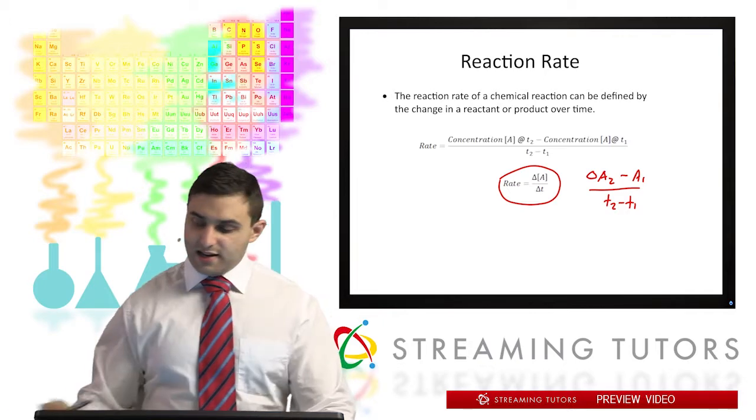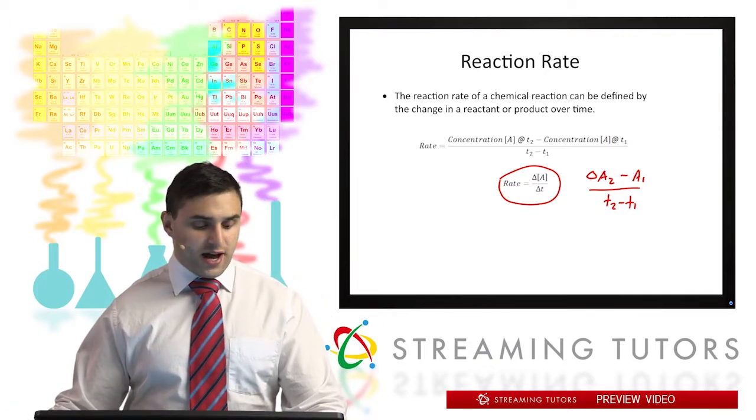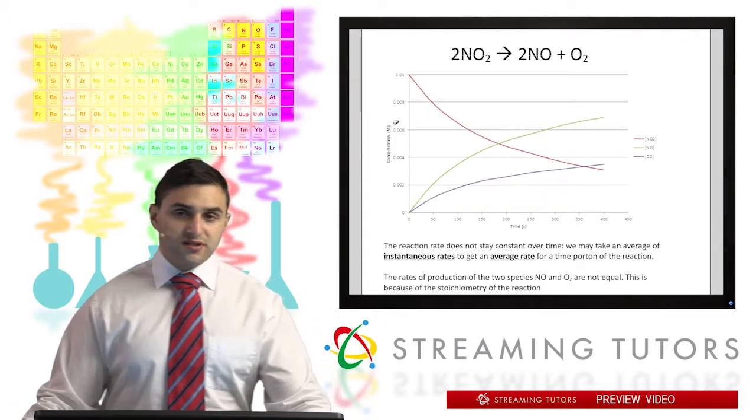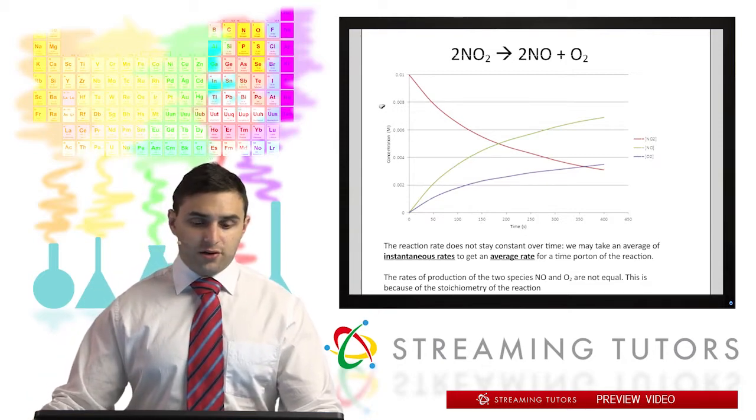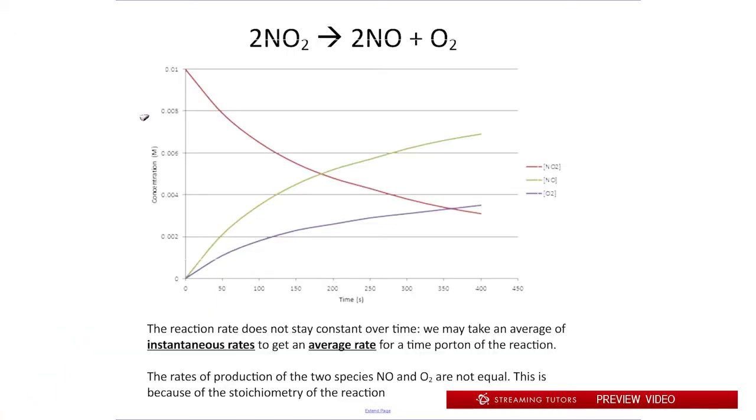Let's look at a graphical representation of a reaction in progress. So let's say we have the decomposition of NO2. It forms 2NO and O2. So we can clearly see here that this line going down must be the NO2 because it's a reactant, so that means its concentration is decreasing. And then the green line is NO, and the purple line is O2. So this is just a graph of concentration over time.